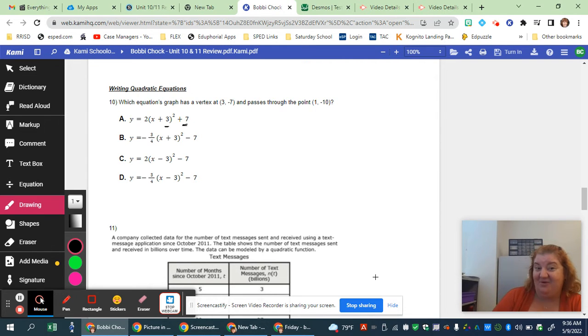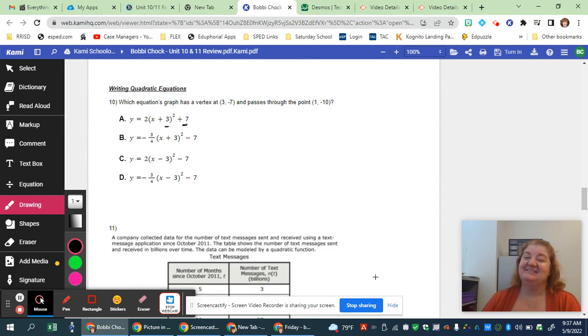So if you remember that, then right away you know the vertex, I need to have a -3 in here. And so it's going to be C or D. Okay. Then it's going to pass through this point. So the next thing that you can do is plug these points in and see which one it actually equals.